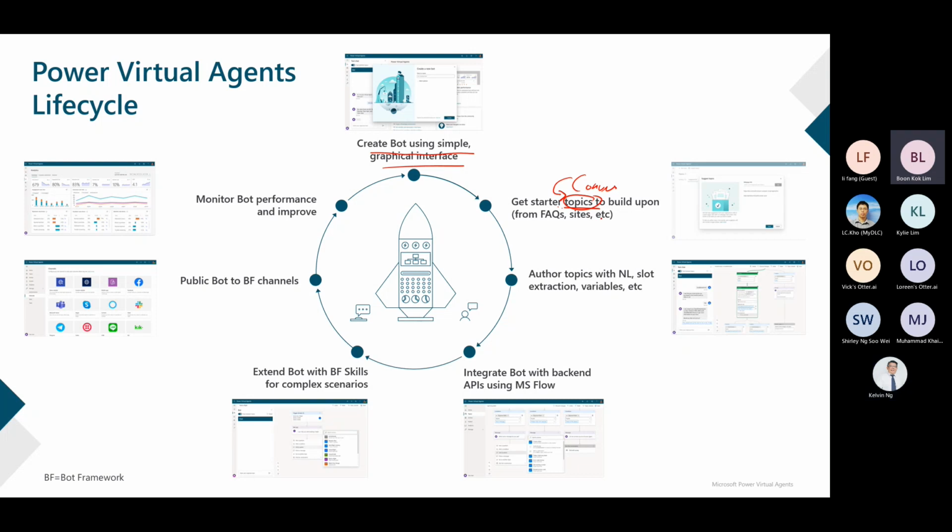Later I will introduce what the topics are in Power Virtual Agent. Of course, the topic can be altered. When we say altering, it means we can edit and modify it, put in different slots, and also put in variables to capture the question to the chatbot. We can also integrate the bot with the backend using MS Flow. So this is a little part of the demo with you, showing how we can easily integrate the virtual agent, which is basically a bot, with MS Flow here.